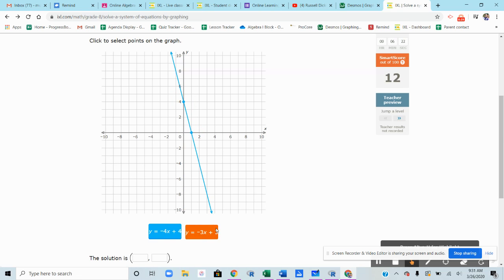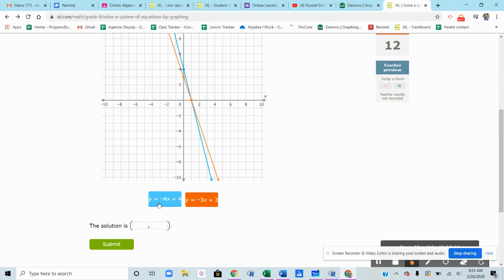Second equation, your y-intercept is +3. Your slope is -3. So +3 for your y-intercept. And then -3 for your slope means down 3 and right 1. See where they cross? That's your solution. They cross right here. That point is 1, 0.